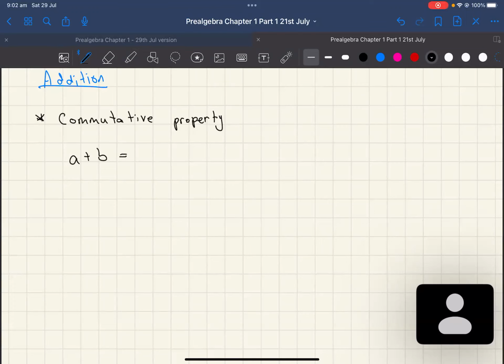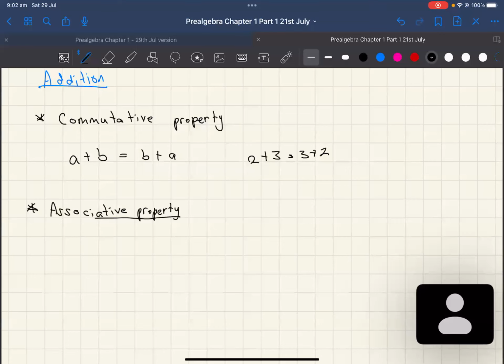So a plus b is the same as, switch them around, b plus a, right? It's the commutative property. So for example, 2 plus 3 is the same as 3 plus 2. But obviously we use this in more complicated problems than this, but just the basic property. The second thing is the associative property, which basically says even if you don't switch in that order.